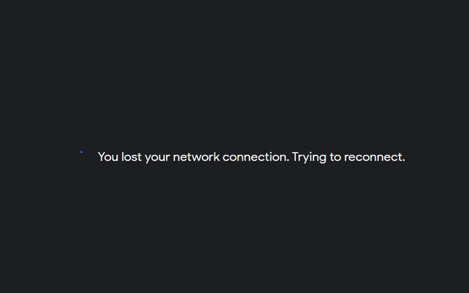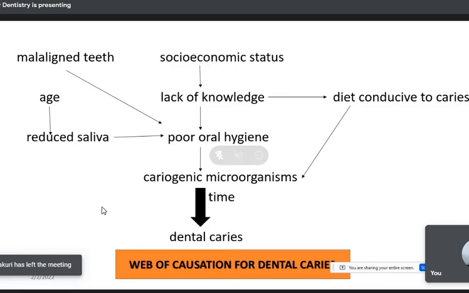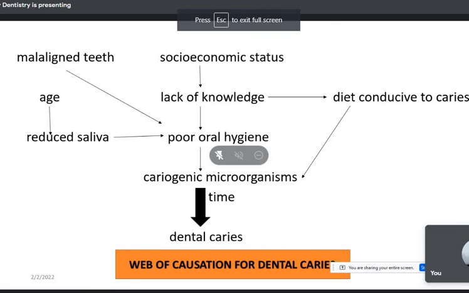Similarly, because of a lack of knowledge, they may also be taking food which actually promotes caries, and again that can cause caries. So you see here, there are many factors which are causing the caries, but they are actually interrelated, right? So if we control one factor, then we can control the other factors also.